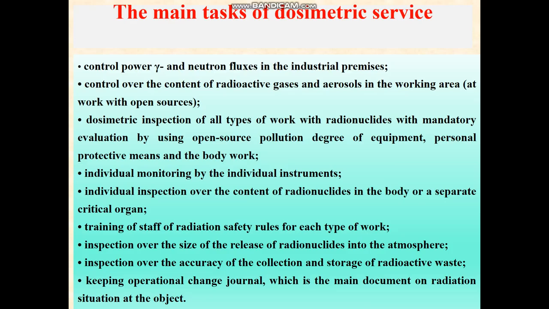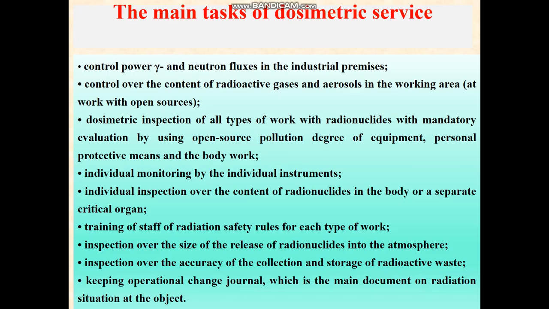Dosimetric inspection is a set of measures to ensure the systematic measurement, recording, and assessment of ionizing radiation doses received by the staff of enterprises, nuclear power stations, and X-ray cabinets, and also the level of environmental contamination by radioactive substances. The main tasks of dosimetric survey: control of power of gamma and neutron fluxes in the industrial premises; control of the content of radioactive gases and aerosols in the working area.